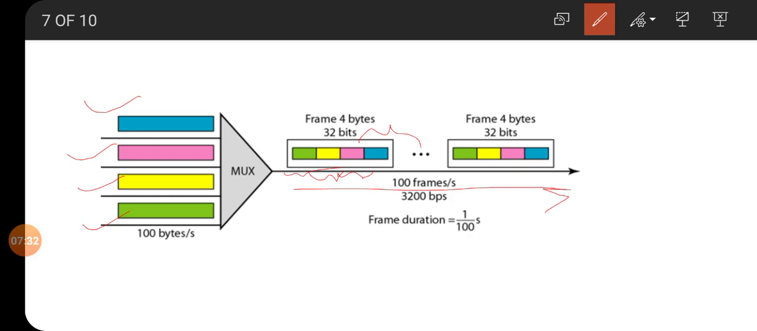Understood? Like that, again the next transmission slot. Clear? So for example, 10 to 11 blue, 11 to 12 pink, 12 to 1 yellow, 1 to 2 green. Again when green transmission ends, it starts with the first user. So 2 to 3 blue. Clear? 3 to 4 pink, 4 to 5 yellow, 5 to 6 green.